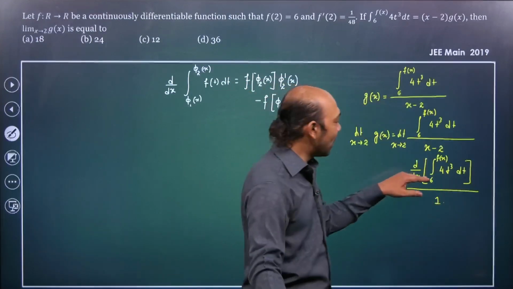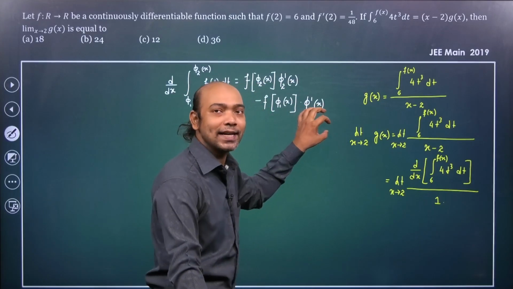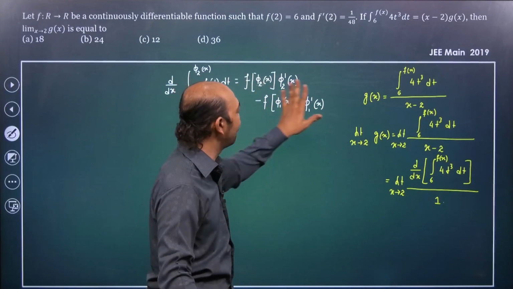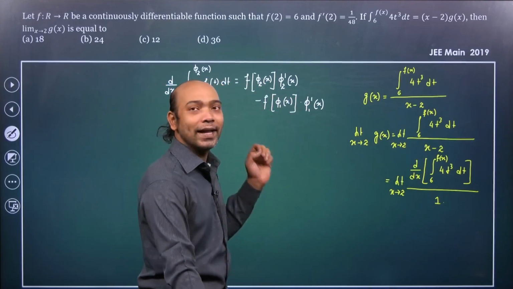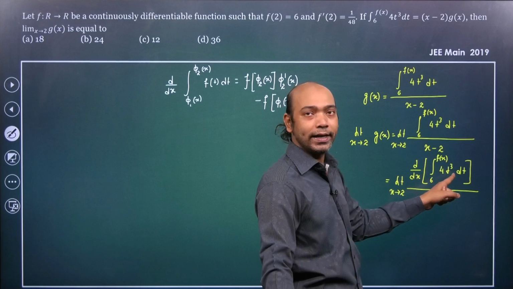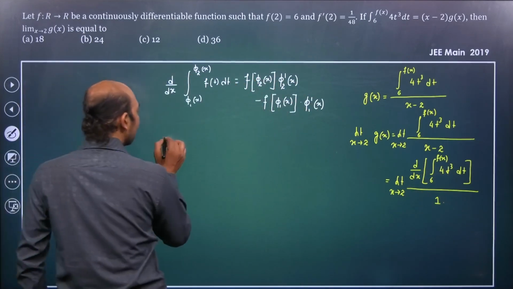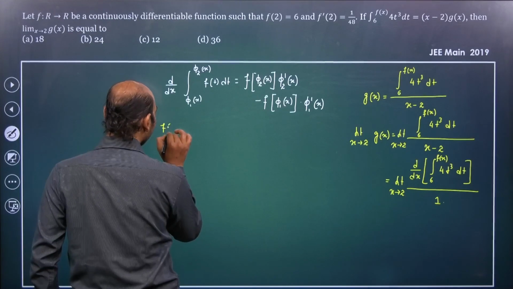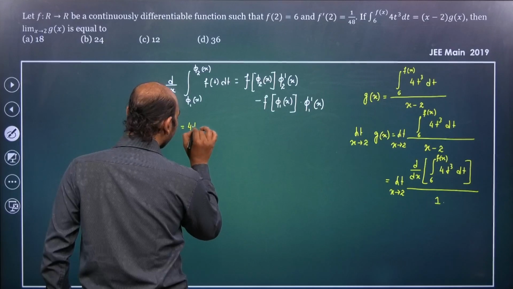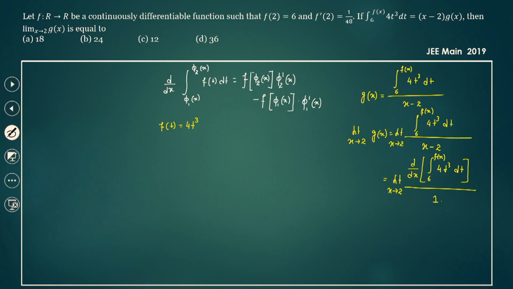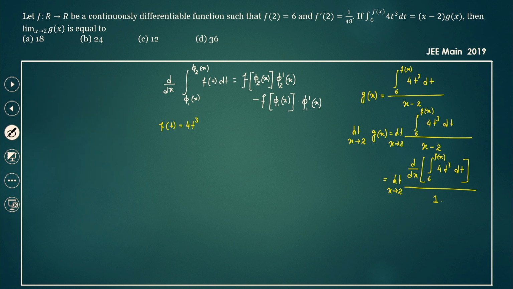Here phi 1 is actually 6, so this part will be removed because phi 1 dash x is equal to 0. So we don't have that. What is my f(t)? It is 4t cube. So for this particular problem, my f(t) is actually 4t cube, and we can write down the given function.